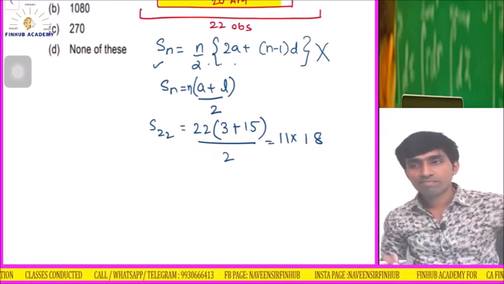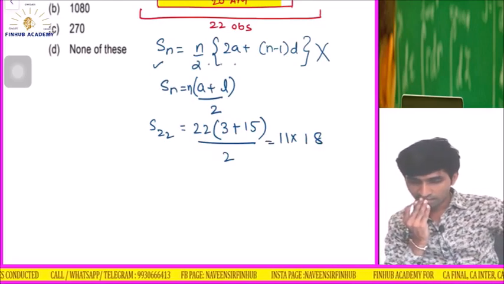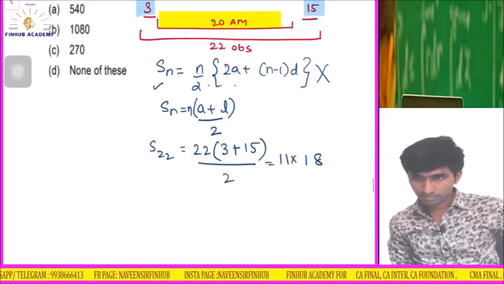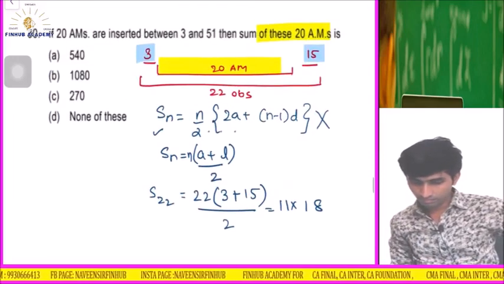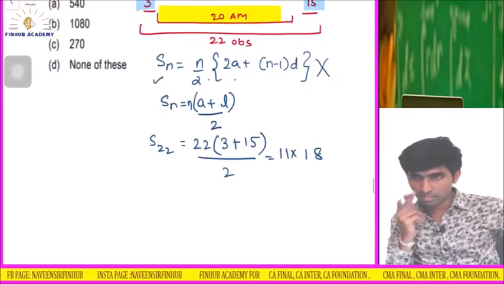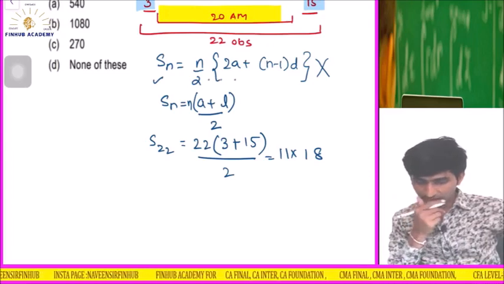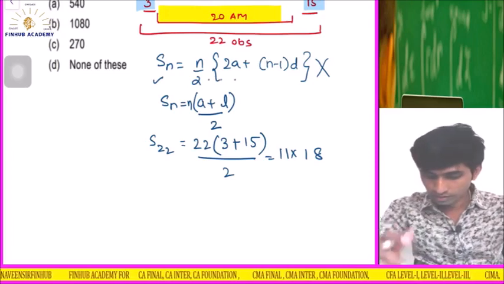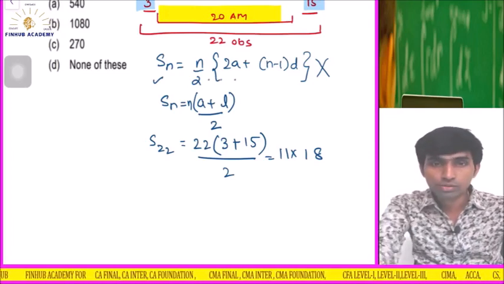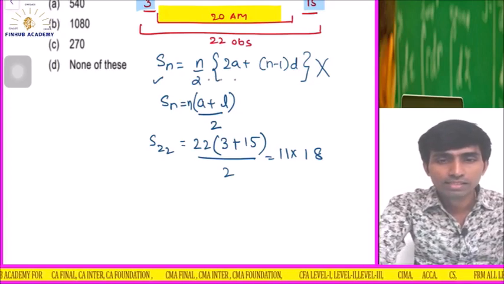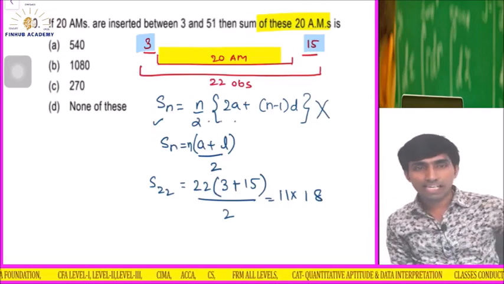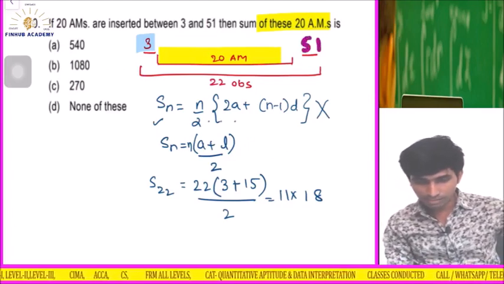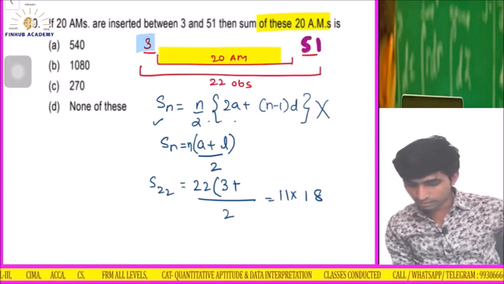So I am getting, what's the mistake? First term is 3, 3 is the first term, 15 is the last term. Oh, 11 into 18. Okay, I have made a mistake, this is not 15, this is 51, sorry, 51. Therefore I was not getting the answer.